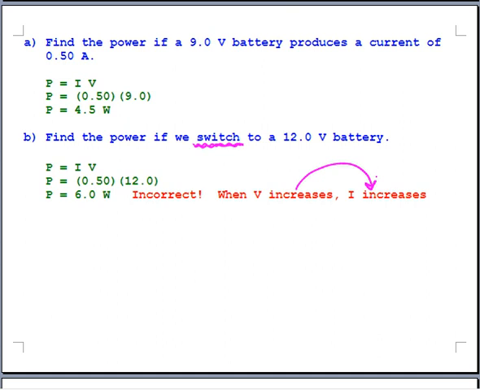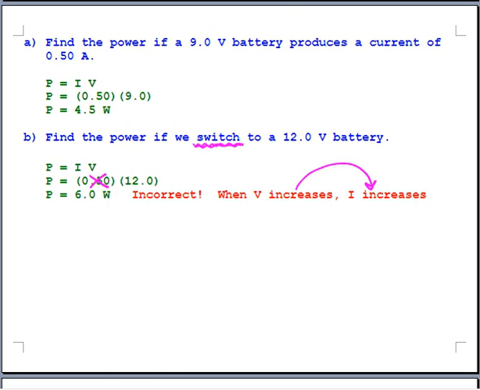So here we have to have that deeper understanding of Ohm's law. The voltage is increased, so the current's going to increase. That means you can't use this 0.50 amps anymore. Now you might be looking and going, well, what the heck do we do then? How do we get the new current? And the answer is you have to figure out what the resistance was. Because remember, if we switch the battery, that has no impact on the resistor itself.